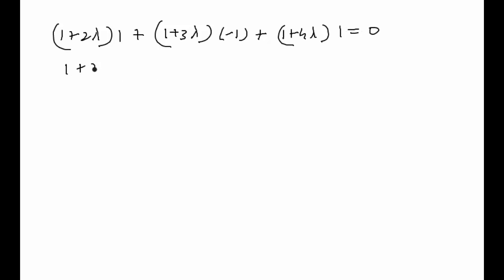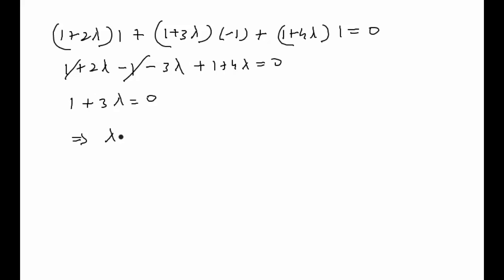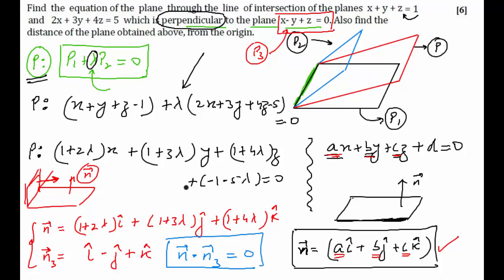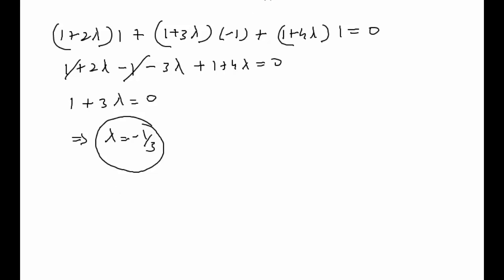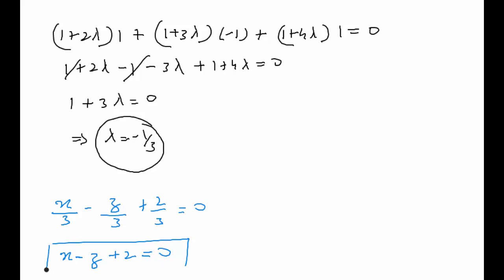So what do we get from here? We get 1 plus 2 lambda minus 1 minus 3 lambda plus 1 plus 4 lambda is equal to 0, which leaves us with 1 plus 3 lambda is equal to 0, which implies that lambda should be equal to minus 1 by 3. So lambda is equal to minus 1 by 3. When you use it in this standard equation, you will get the equation of the plane. If I substitute lambda in our initial equation, we will get x by 3 minus z by 3 plus 2 by 3 is equal to 0, which can be further simplified down to x minus z plus 2 equal to 0. This is the required equation of plane after solution. So this completes our first part.